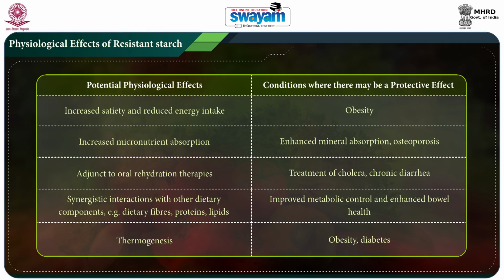Synergistic interaction with other dietary components like dietary fiber, protein, lipids, and thermogenesis is found to be useful for improved metabolic control, enhanced bowel health and, of course, obesity and diabetes.